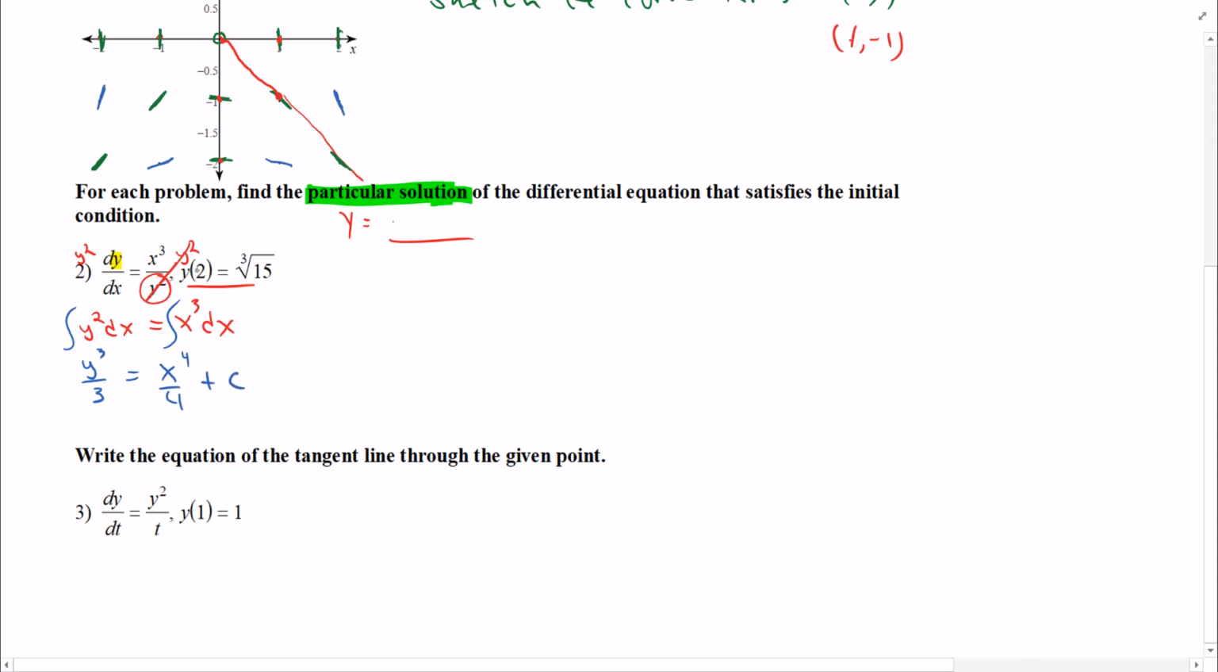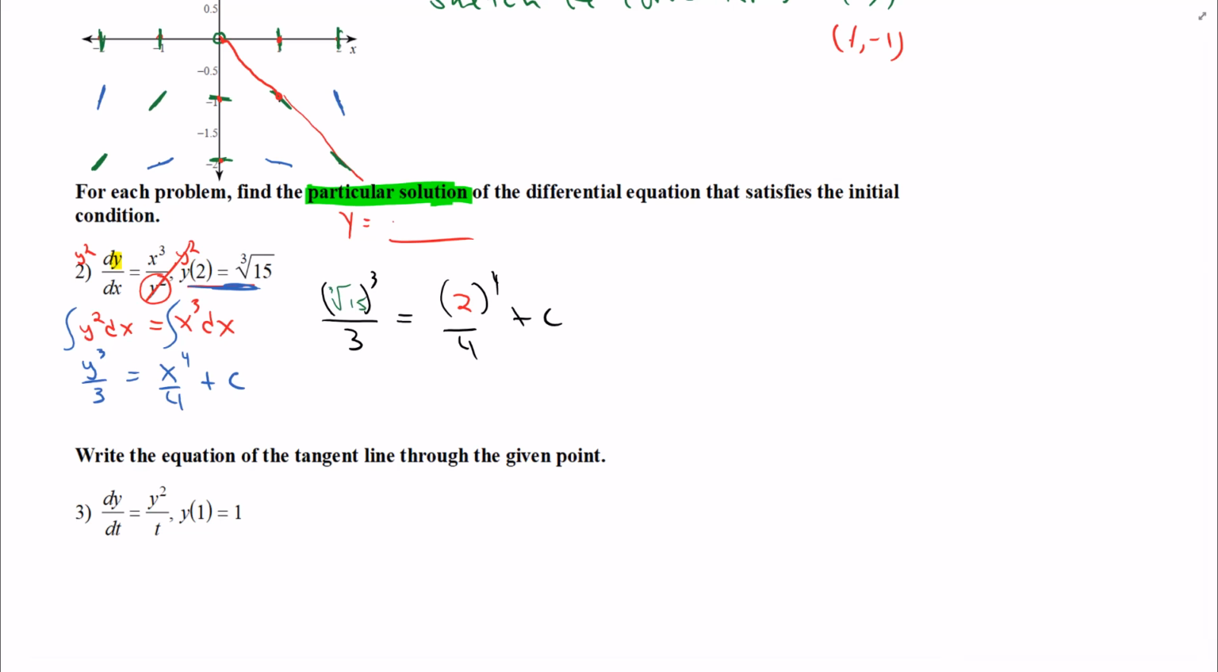Now, at some point, we need to plug in this initial condition. Sometimes it's easier to do it early, sometimes it's easier to do it right now. I think it's going to be easier for us right now. So what we're going to do is when I plug in 2, I should get the third root of 15, right? So I'm going to just put some parentheses where the x and the y are. The x is 2. When I plug in 2, I should get the third root of 15.